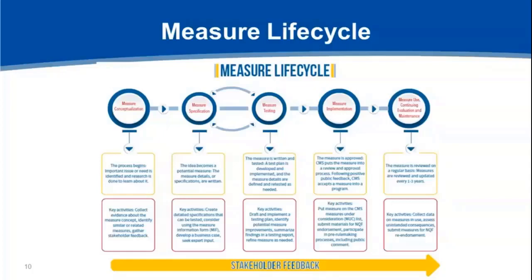So after all that, if the measure is shown to be promising, it moves on to implementation, or phase 4. And this is the point at which measures undergo public comment and are approved by CMS for use in a program. Not every measure that's proposed for use in a CMS program ends up making it. CMS takes into account patient feedback, or any feedback received during public comment when making that decision. So this is a great opportunity to make your voice heard about potential measures.